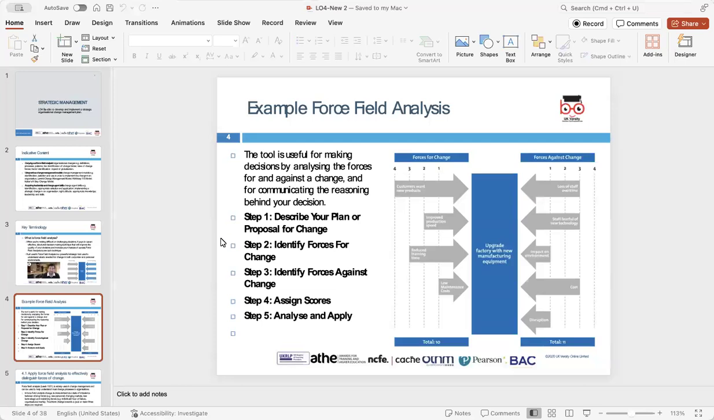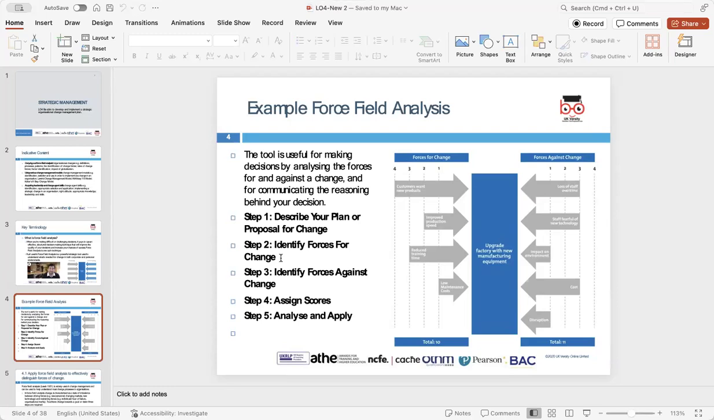The second step, as you can see here, is to identify forces for change. The second step involves identifying the forces that support the change. These may include factors such as market demand, technological advancement, or employee support. These driving forces represent the positive aspects that will help achieve the desired outcomes.